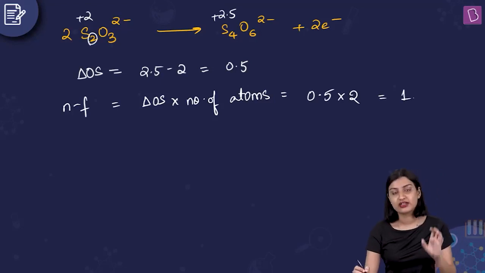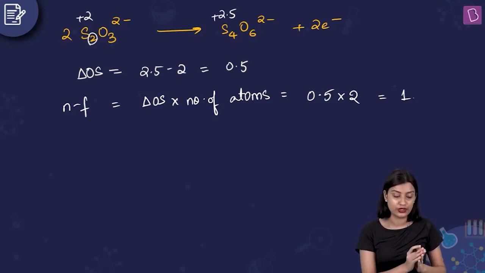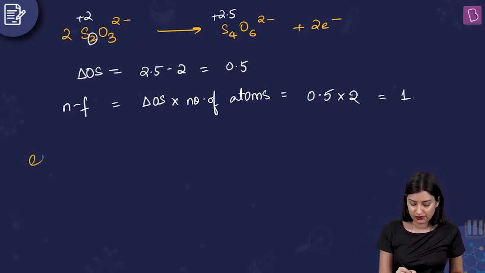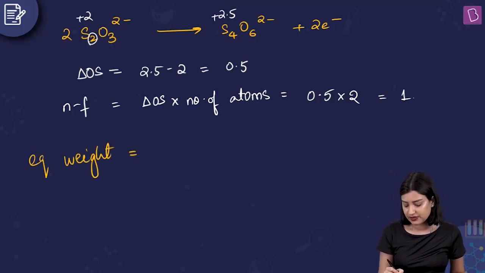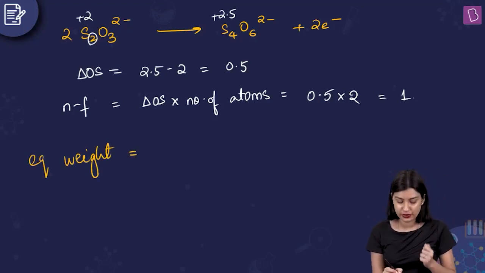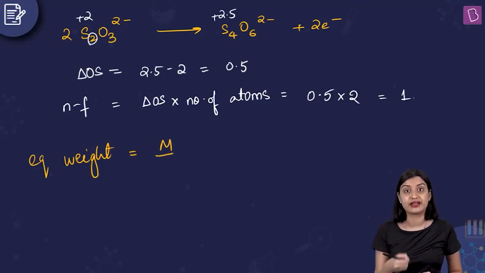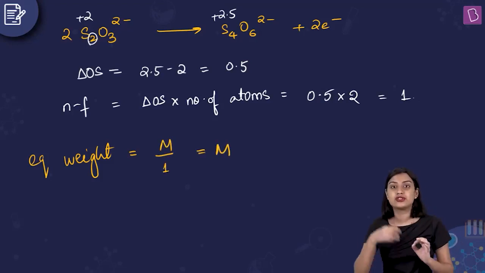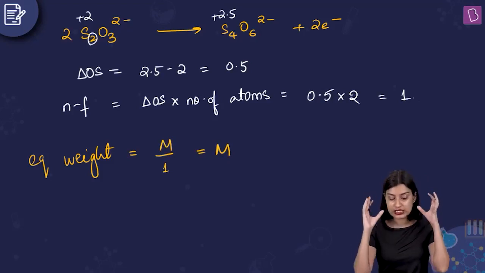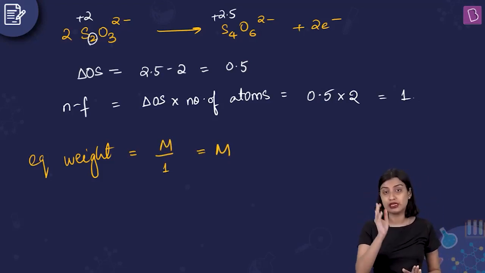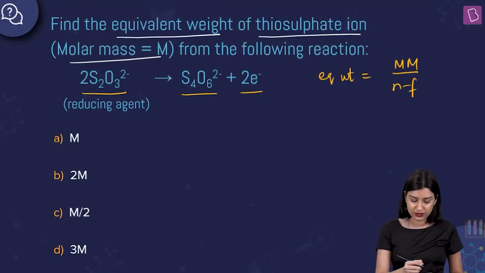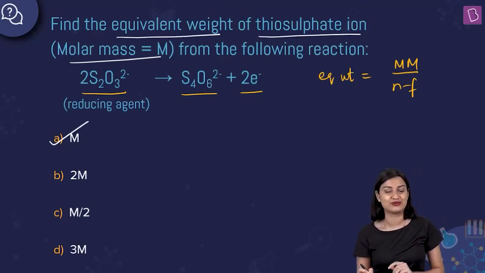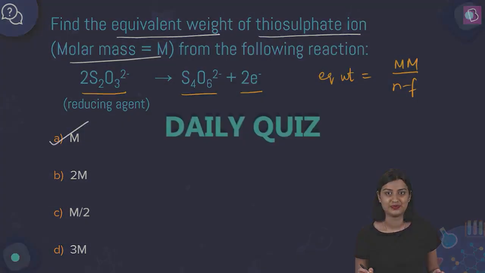So your N factor for this change came out to be equal to 1. And now you have to find out the equivalent weight. Equivalent weight is nothing but molar mass, which is given to you as M, divided by N factor, which is 1. So equivalent weight of S2O3 2 minus, or your thiosulfate ion, for this chemical change is going to remain M. Now let's look for that in the options. M is here in option A. So option A, M, is going to be the right answer to this question.